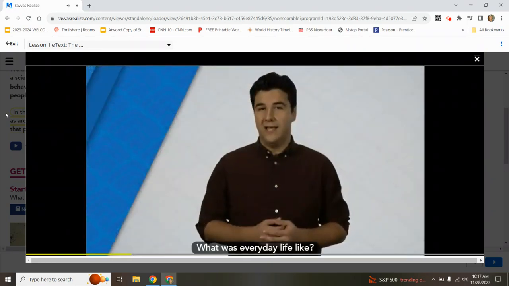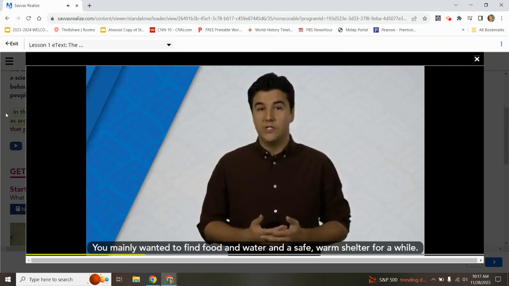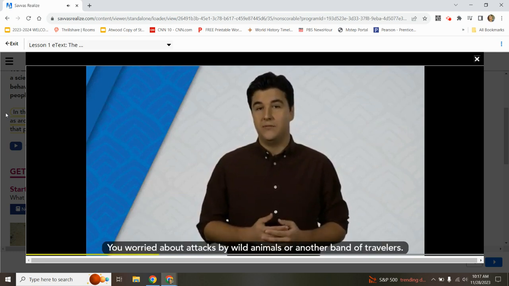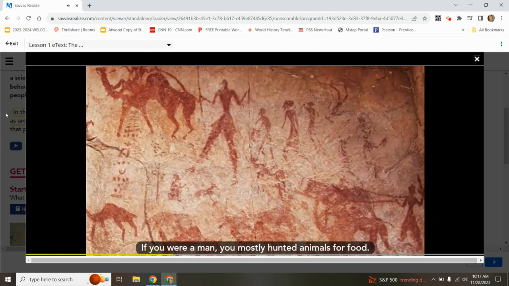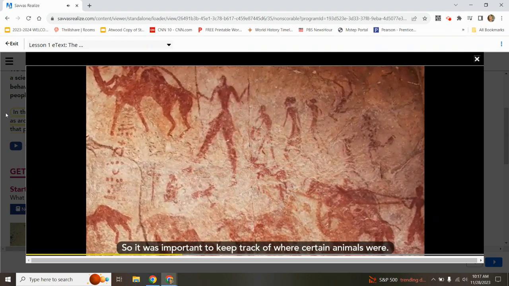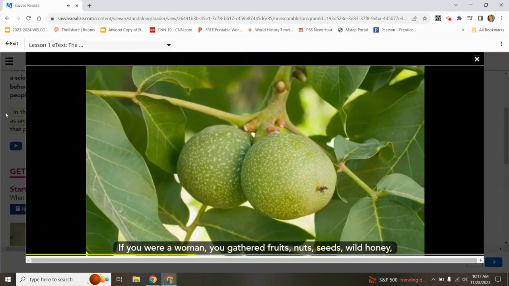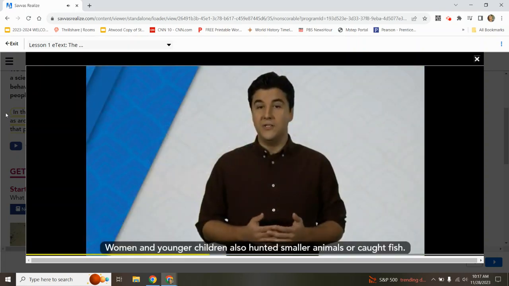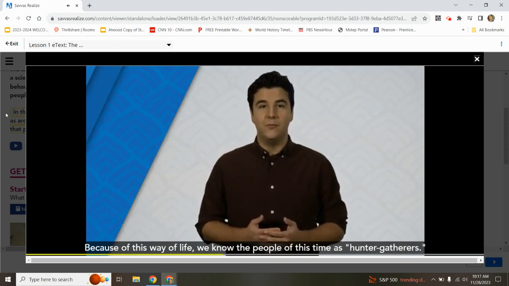What was everyday life like? Well, you mainly wanted to find food and water and a safe, warm shelter for a while. You worried about attacks by wild animals or another band of travelers. If you were a man, you mostly hunted animals for food, so it was important to keep track of where certain animals were. If you were a woman, you gathered fruits, nuts, seeds, wild honey, and anything else edible you could find. Women and younger children also hunted smaller animals or caught fish. Because of this way of life, we know the people of this time as hunter-gatherers.